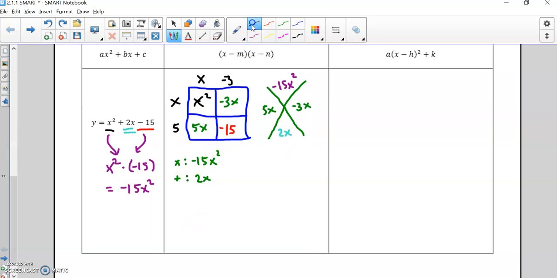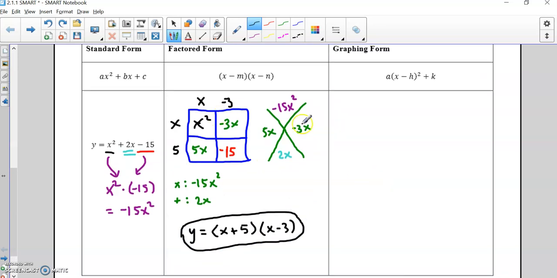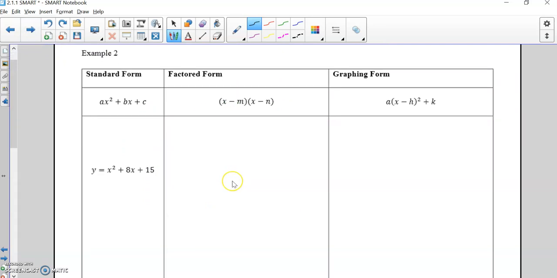Then your whole answer is going to be y equals, and you take what you got on the outside of the boxes. So we have an x plus 5, because it's positive 5, and then x minus 3. Don't forget your y equals, because, again, we are rewriting an equation. All right, and that is how you factor. Let's do one more example of that.